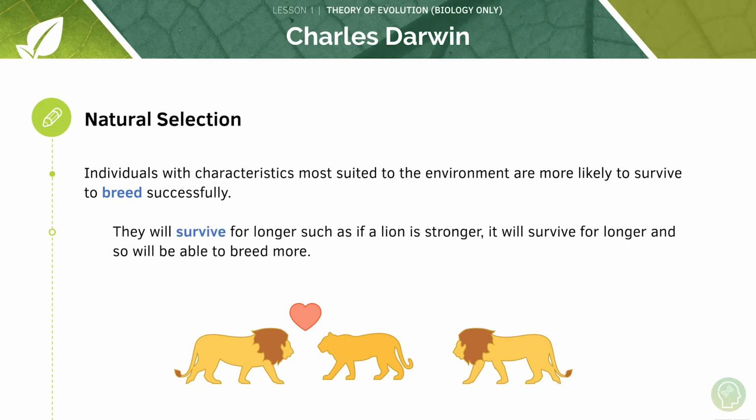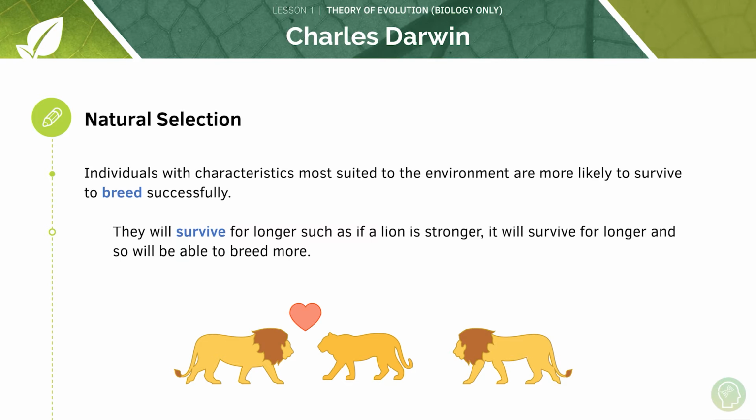They will survive for longer, such as if a lion is stronger, it will survive for longer and so will be able to breed more, and will therefore pass these stronger characteristics down to their offspring. Or going back to the giraffes, those with longer necks may be able to reach leaves higher up on a tree than giraffes with shorter necks, and therefore it takes a longer time for them to run out of a source of food, whereas shorter neck giraffes may only have a limited supply of food.